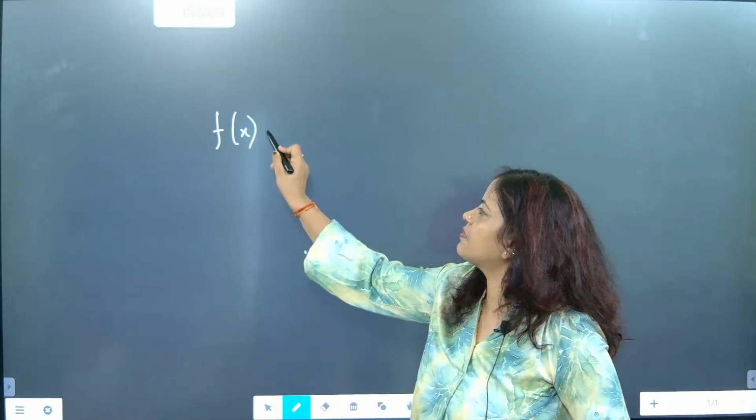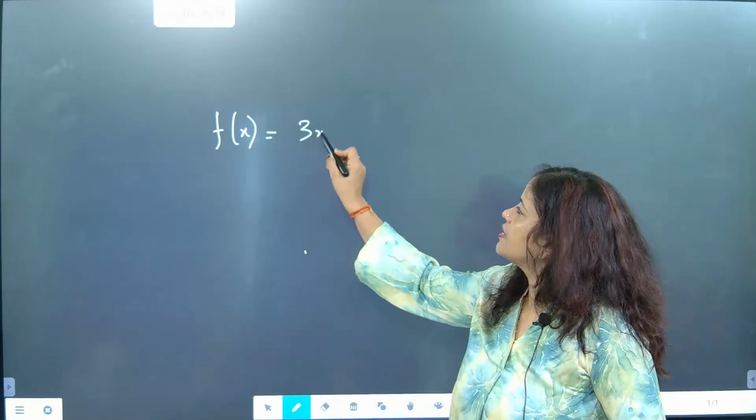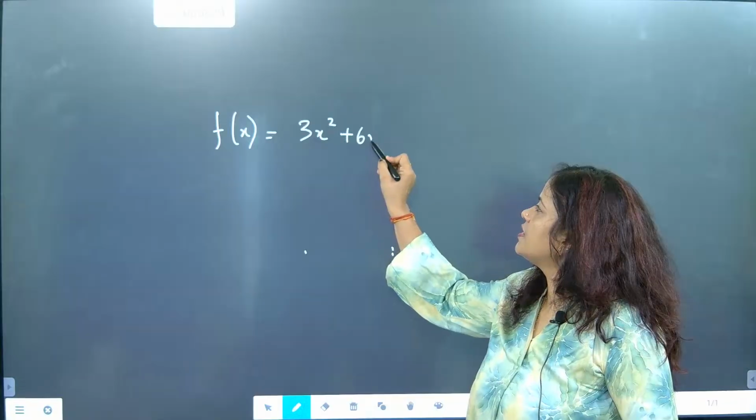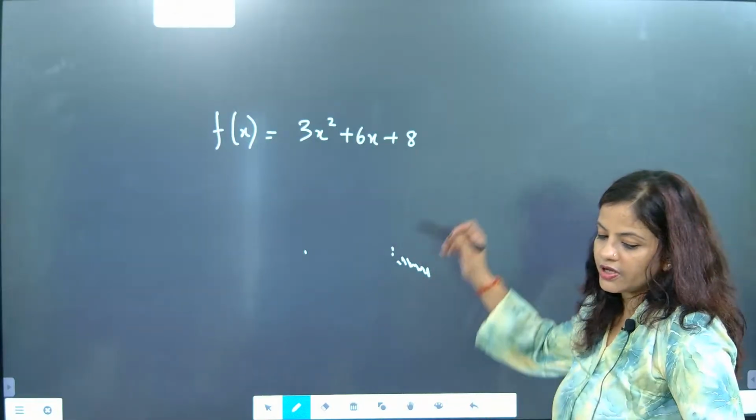f of x is equal to 3x square plus 6x plus 8. Now how to solve this question? Where x belongs to the set of real numbers.